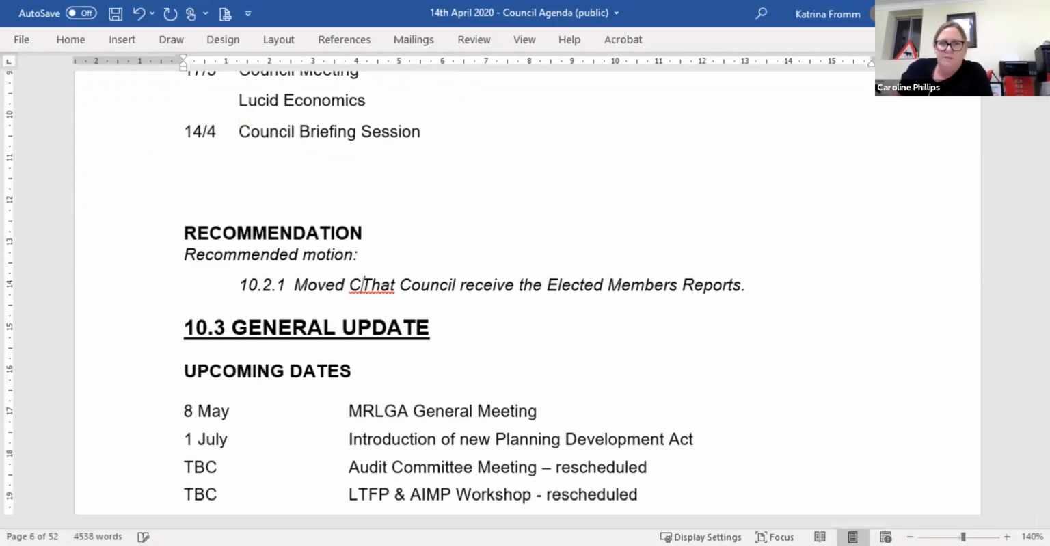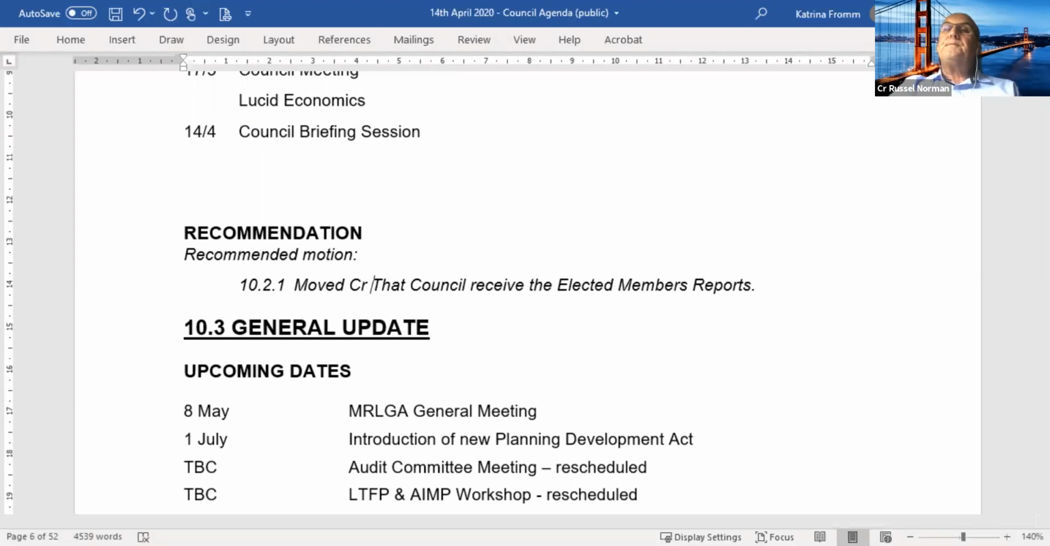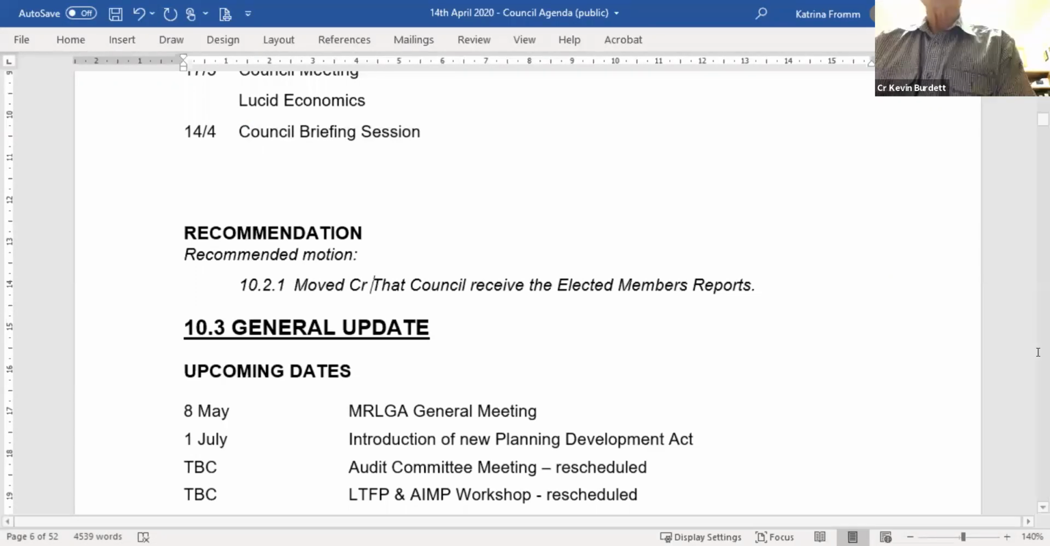Would someone like to move that we receive the elected members' reports? Councillor Norman, seconded by Councillor Sparks. All those in favour? Aye. That's carried.